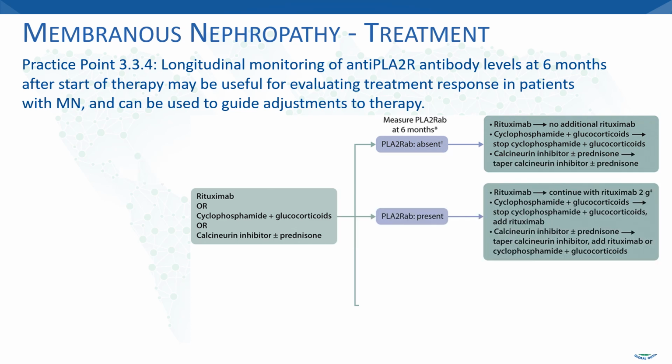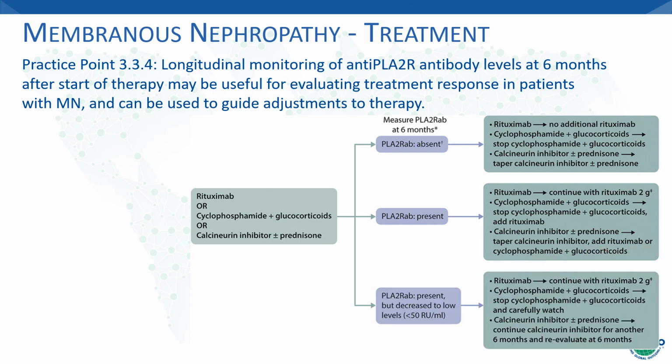If phospholipase A2 receptor antibody is present at 6 months, you have to reconsider the therapy. If you are using rituximab, continue rituximab with 2 more doses. If you were using cyclophosphamide plus glucocorticoids, you have to stop cyclophosphamide plus glucocorticoid and add rituximab. If you were using CNI plus or minus prednisolone, add rituximab or cyclophosphamide plus glucocorticoid.